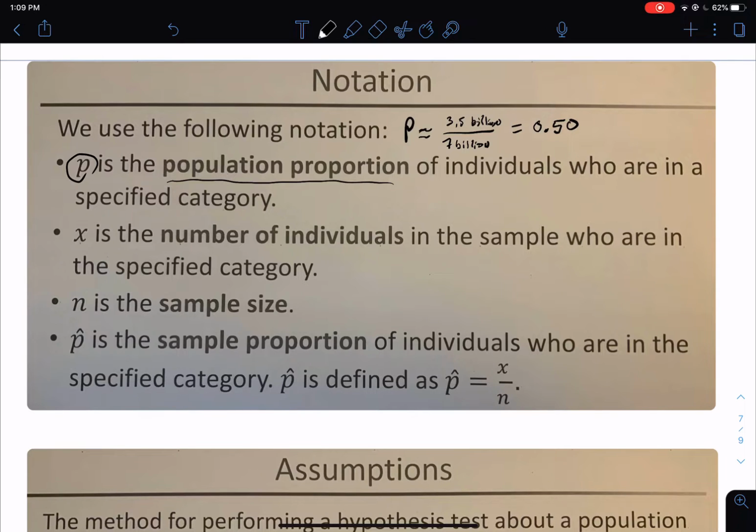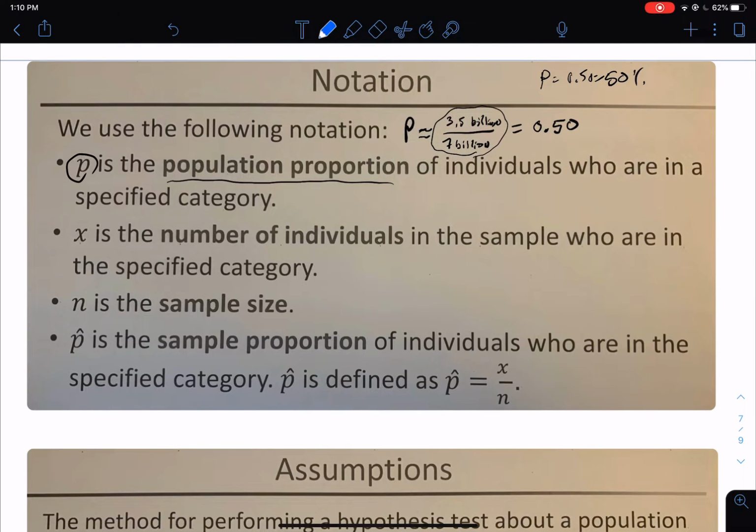So if you saw a problem talking about the population proportion, or they said something about 50%, that could be thought of as a proportion, right? Where p would be 0.5, or 0.50. Finding that population proportion is often a difficult thing to do because that population can be very large, like the population of the world.